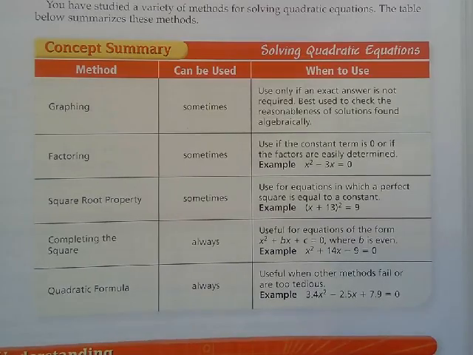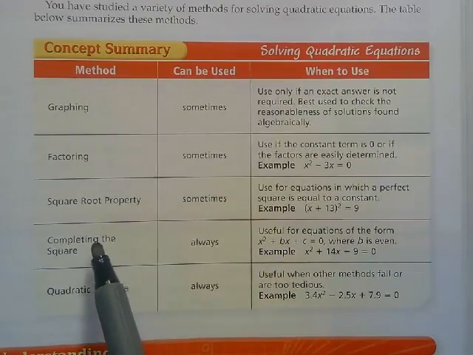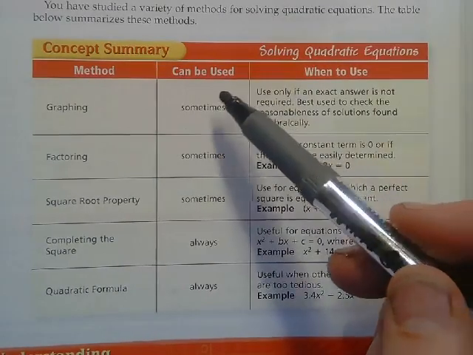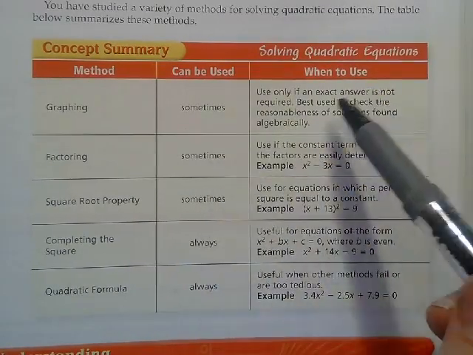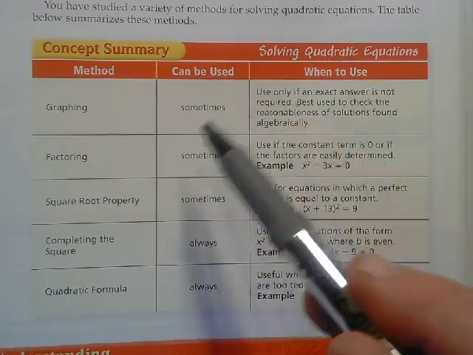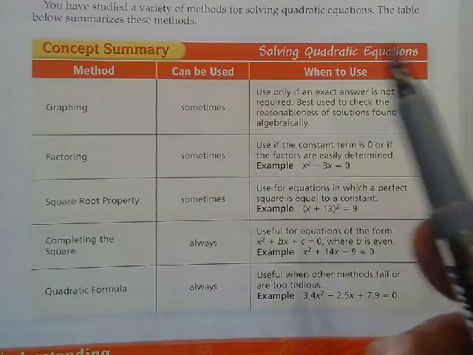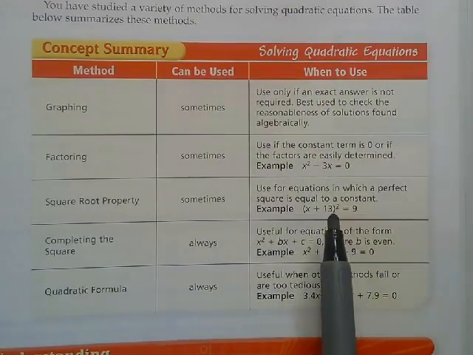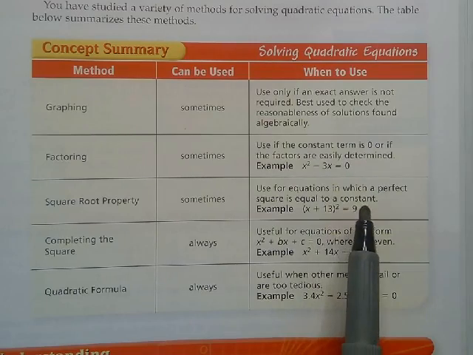All right, I put up here, page 317, 5 different methods you can use to solve quadratic equations. And remember, we're skipping this one, completing the square. But it tells you when it can be used and when the best time to use it is. Read through this. Make sure you understand this. Square root property works really great when there's no b term.